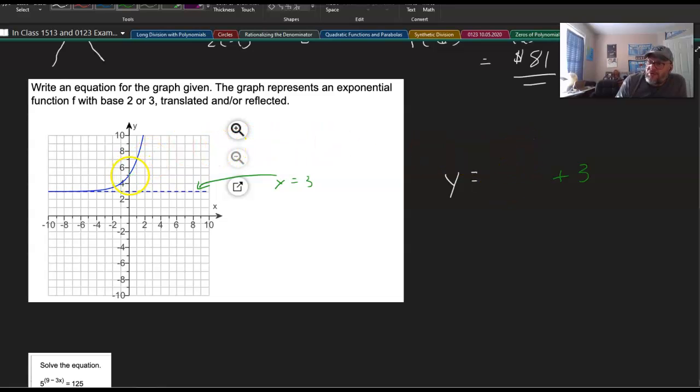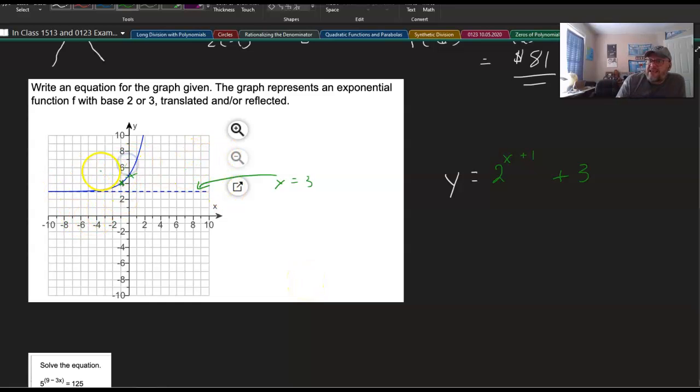So right here, it looks like this crosses right here and right here. So this looks like we're going to have x plus 1. Okay, so how did I get that? I know I just threw that up there.